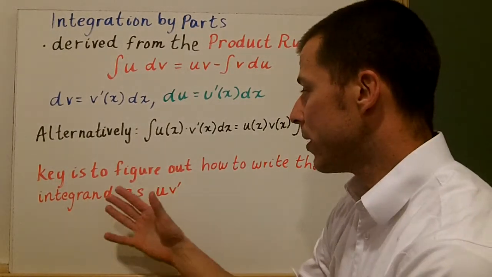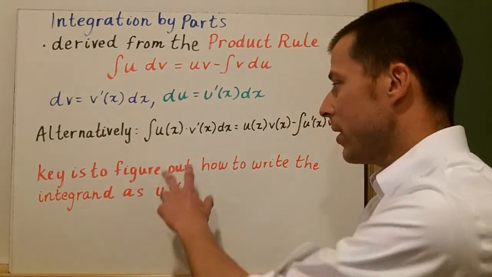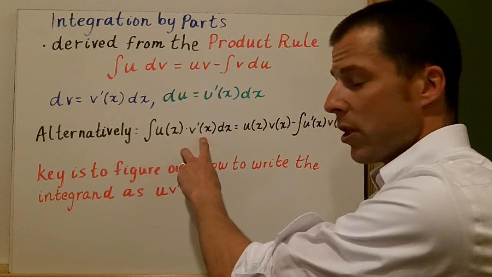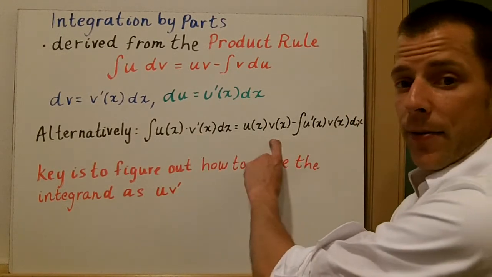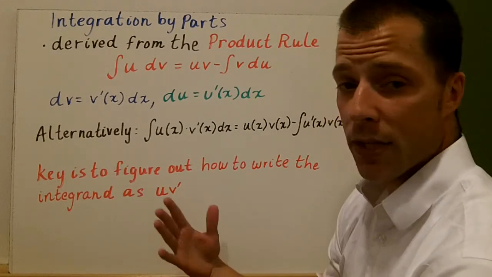But remember, the key here is to figure out what u and what v prime are going to be. So really the whole goal is to look at these two functions first. What's going to be u, what's going to be v, and then we follow this pattern. Okay, the best way to demonstrate this rule is just through example. And that's what we're going to look at.